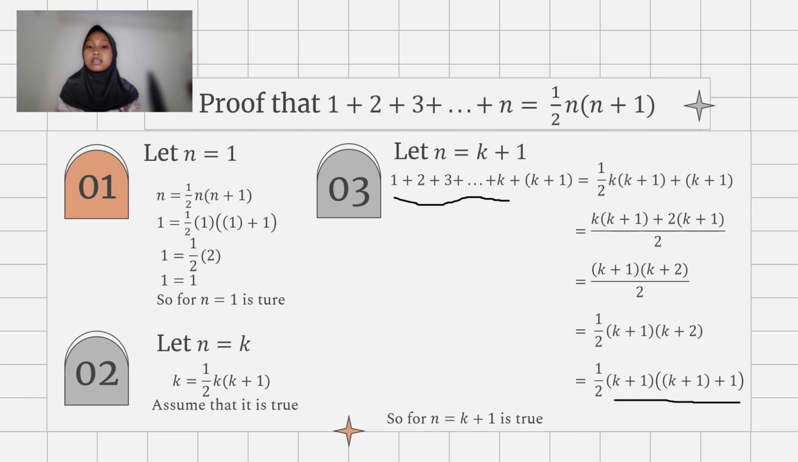So we get 1 over 2 times (k plus 1) times ((k plus 1) plus 1). And this is the same as given in the question. So for n equal to k plus 1 is true, because for n equal to 1 is true, n equal to k is true, and n equal to k plus 1 is true, so this statement is true.